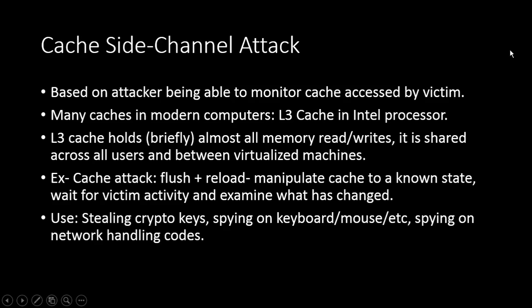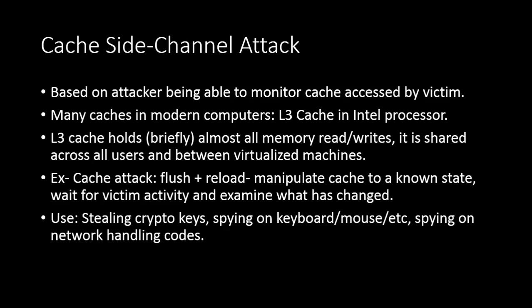So the first one is the cache attack, and this is based on the attacker being able to monitor cache that's accessed by the victim. So when we talk about cache, there's lots of types of cache, but in specifics, I'll be talking about L3 cache that's within the microprocessor in Intel. So the L3 cache holds, at least briefly, almost all of the memory reads and write operations, and it is shared across all the users between virtualized machines, which makes it so vulnerable.